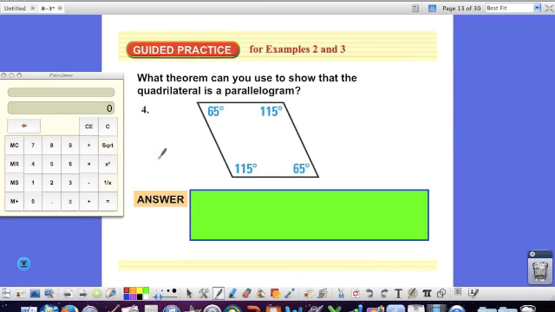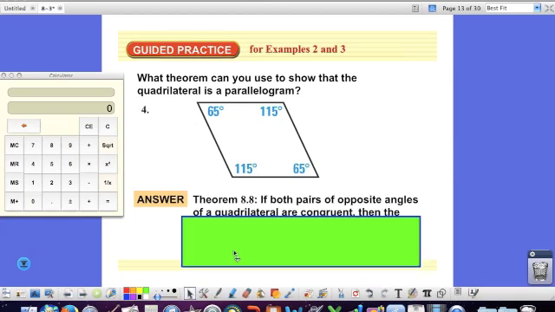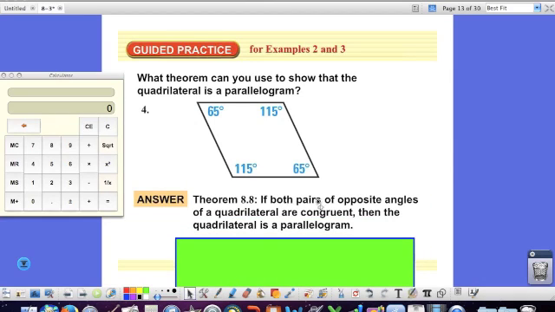What theorem can you use to show that the quadrilateral is a parallelogram? In a quadrilateral, if both pairs of opposite angles are congruent, then it is a parallelogram. Both pairs of opposite angles of a quadrilateral are congruent. The quadrilateral is a parallelogram.